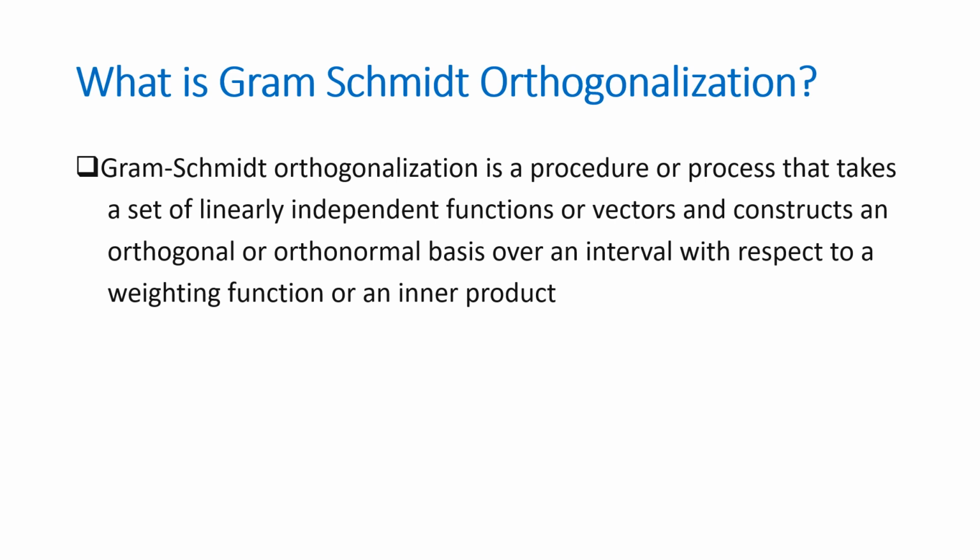First and foremost, what is Gram-Schmidt orthogonalization? Gram-Schmidt orthogonalization is a procedure or a process that takes a set of linearly independent functions or vectors and constructs an orthogonal or orthonormal basis over an interval with respect to a varying function or an inner product.